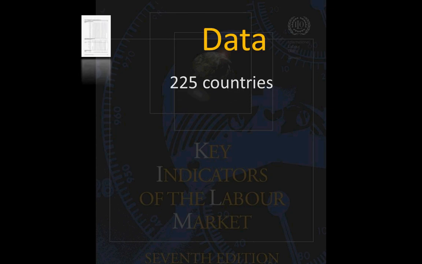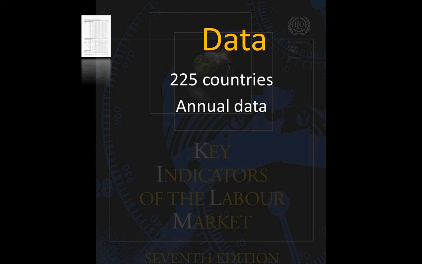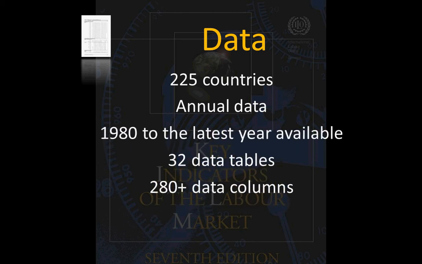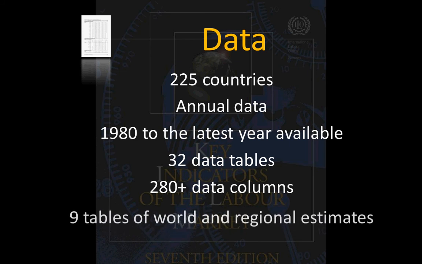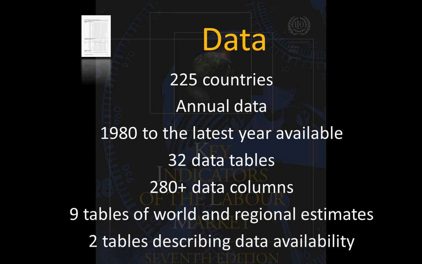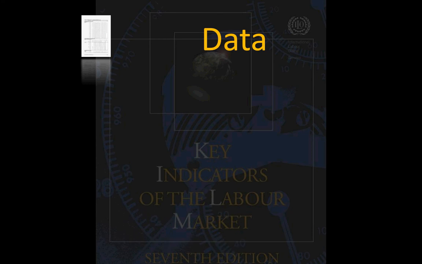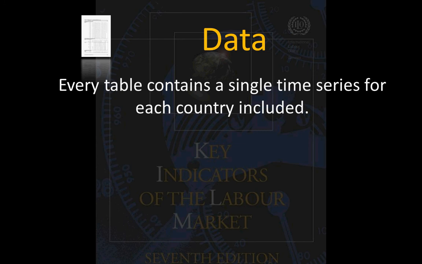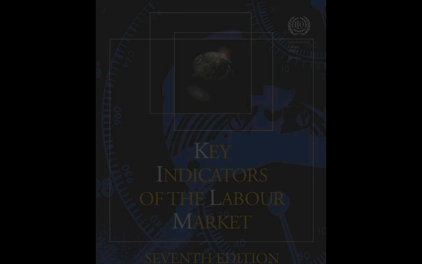KILM has data for 225 countries. The data is annual. The earliest year we collect is 1980. There are 32 data tables with over 280 data columns. As well, there are 9 tables of world and regional estimates and 2 tables describing data availability. Every table contains a single time series for each country included. Data is acquired from a number of sources, some of which are displayed here.